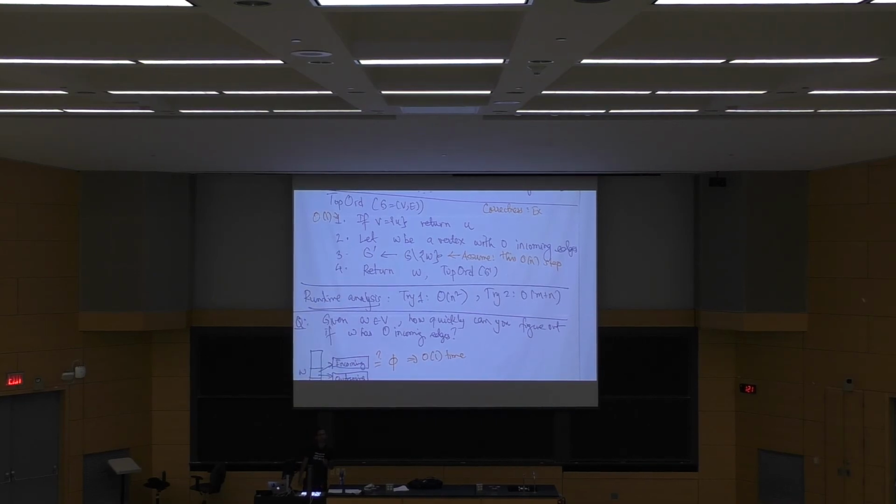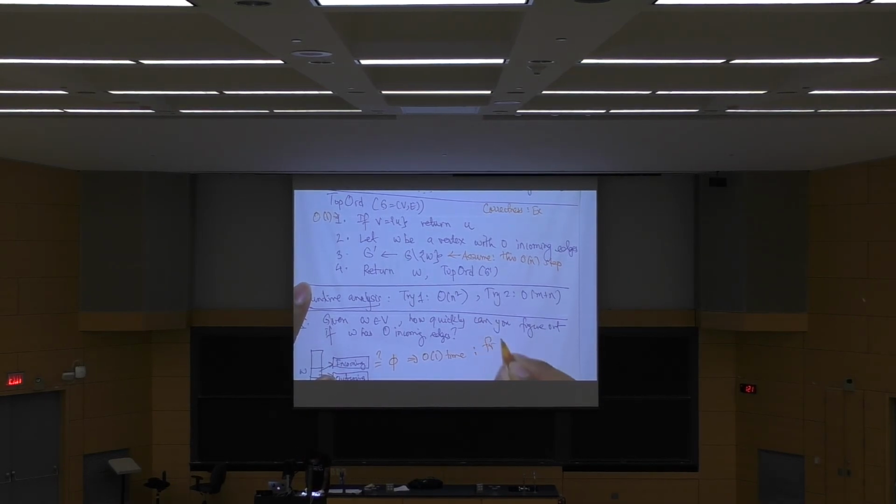Adam. O of 1. Now you need more than O of 1 in the worst case. Brandon. O of n, right? So once you know, given a vertex W, whether it has 0 incoming edges or not, you just cycle through all possible vertices and check whether there exists one, right?